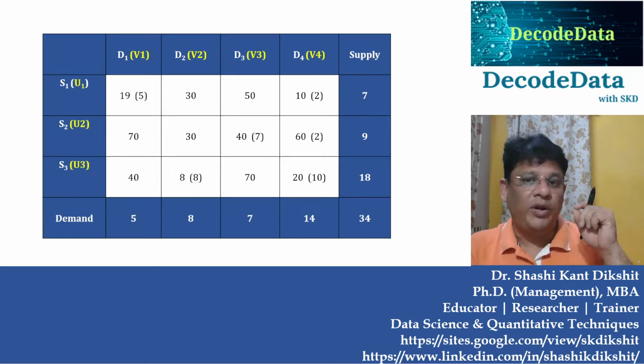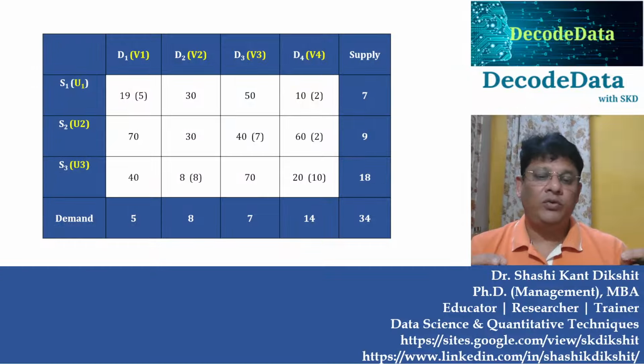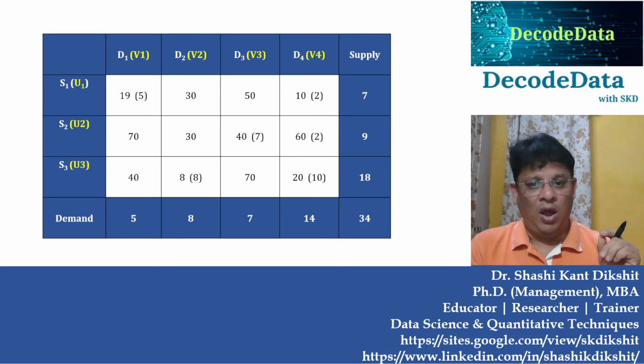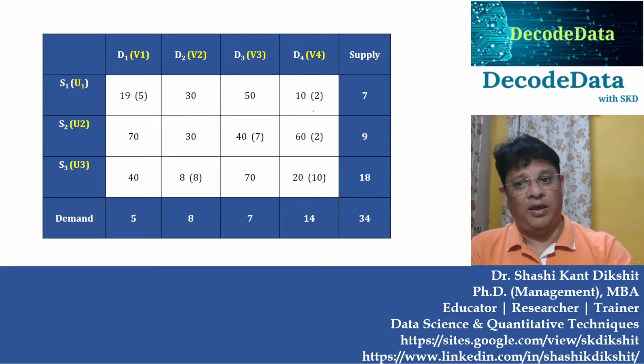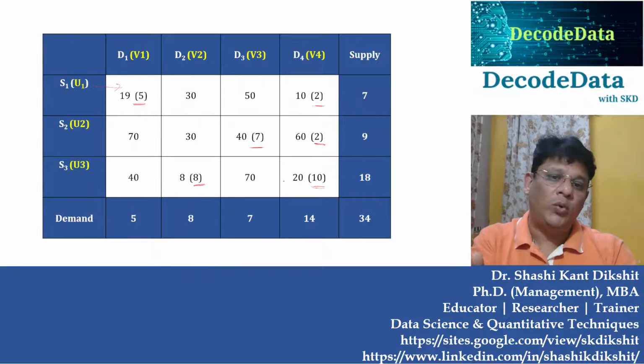Now the next step is that we have to find out the value of U1 and V1, right? Because we don't know the values of U1 and V1, what we'll do is we will take any of the values of U1, U2, U3 or V1, V2, V3, V4 as 0. How do we decide this? We decide this based on the number of allocations we have, right? So let's see. In this first row, the number of allocations is 2. In the second row, again the number of allocations is 2. And in the third row, the number of allocations is 2, right?